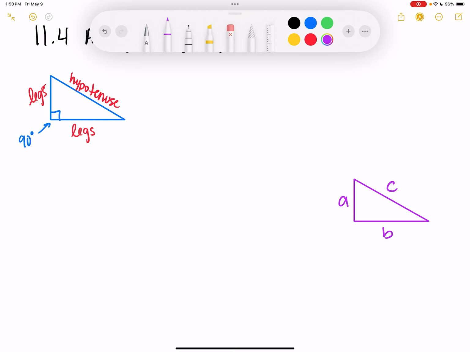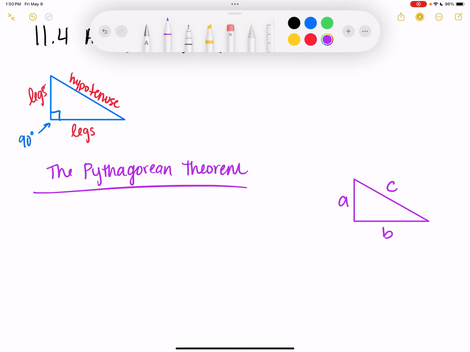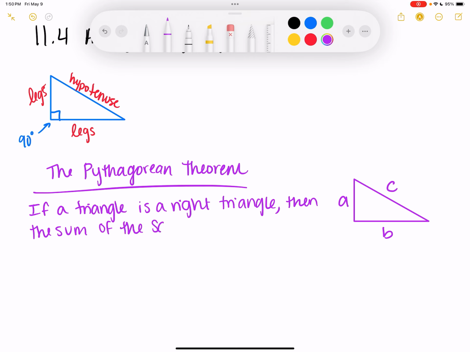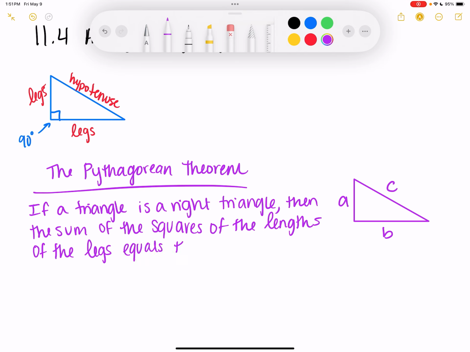Okay, so the Pythagorean theorem says that if a triangle is a right triangle, then the sum of the squares of the lengths of the legs equals the square of the length of the hypotenuse.